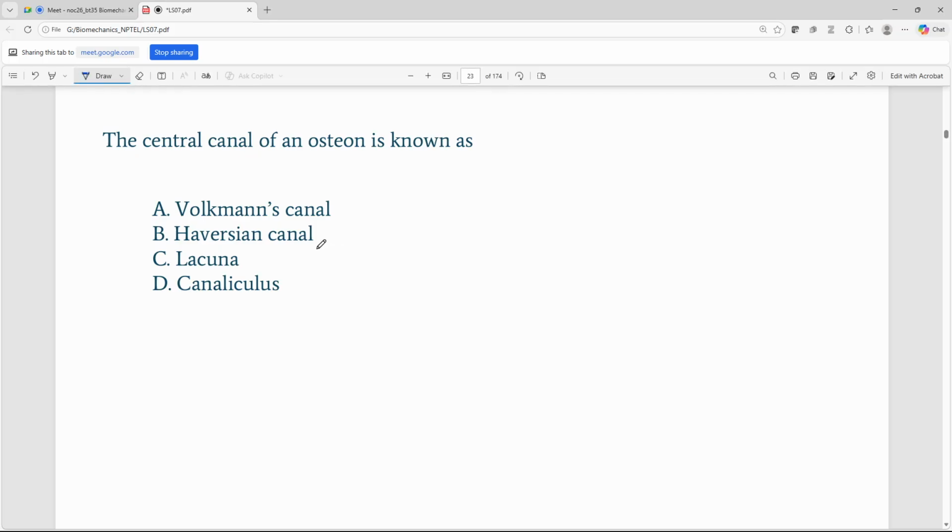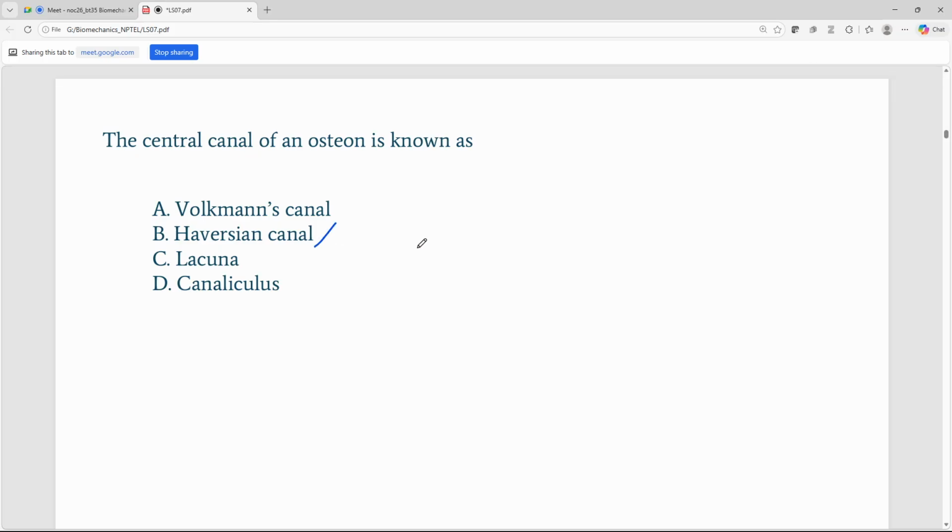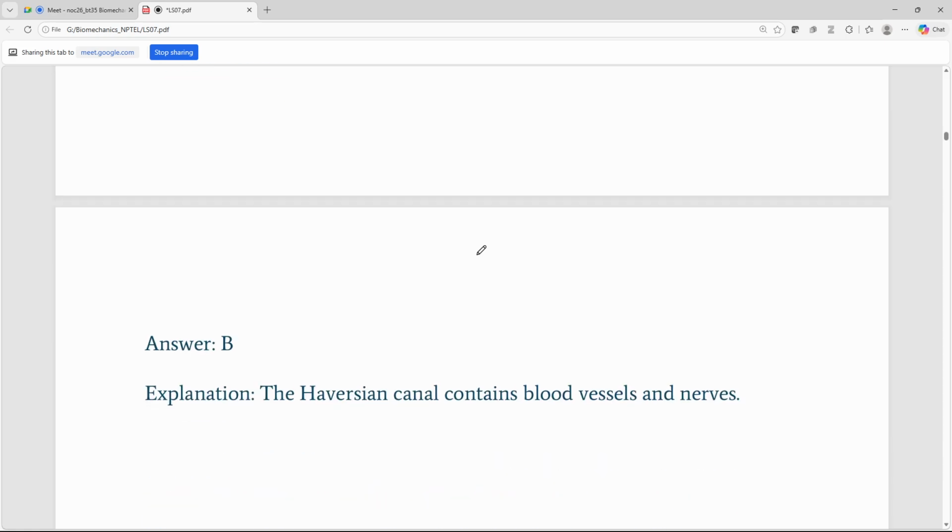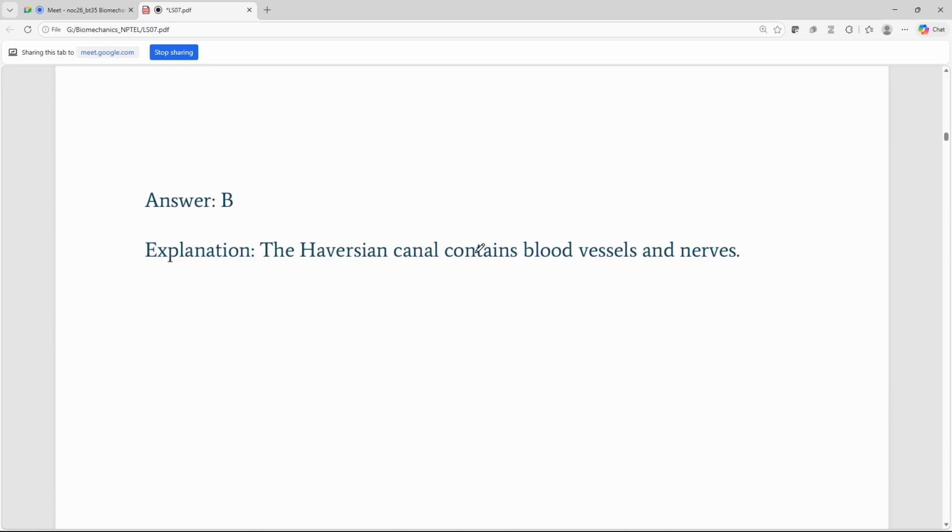His answer is option B, Haversian canal. The other name for the osteon is Haversian system, and the canal is known as Haversian canal. And this Haversian canal contains blood vessels and nerves. And this is the passage designed for conducting blood vessels and nerves.